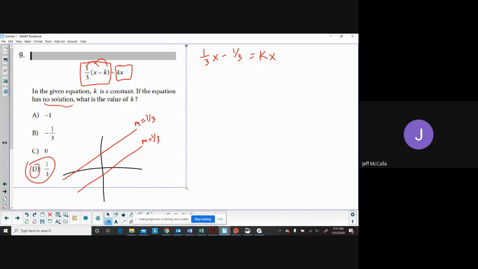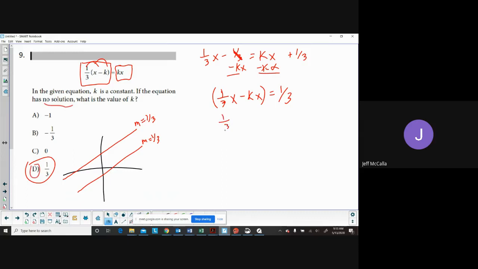What I did is I tried to get x on the same side. So I subtracted kx, and I added 1/3 to both sides, if that makes sense. So I get 1/3 x minus kx equals 1/3. And now I'm going to factor out the x here. So I get 1/3 minus k times x.